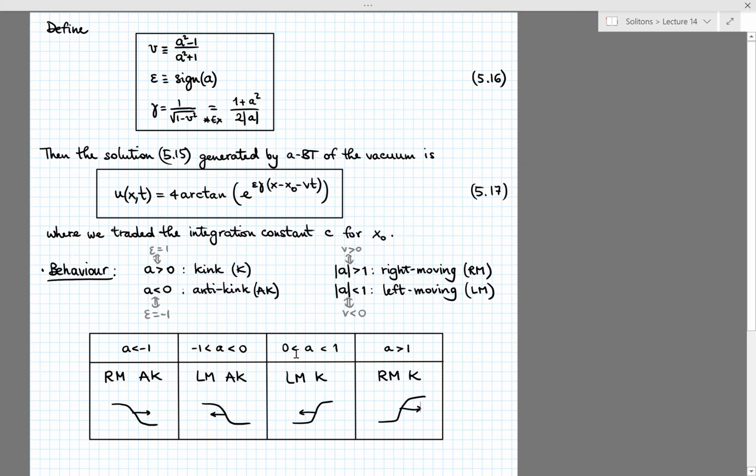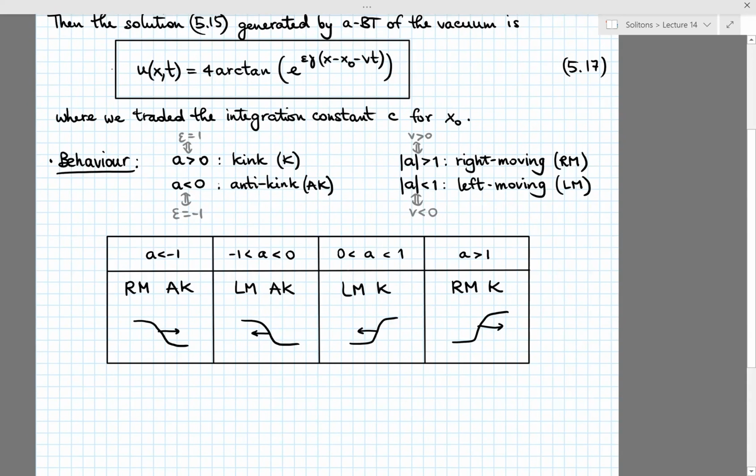So then when A is between 0 and 1, the soliton is still left moving, but now it's a kink. So it's the topological charge which has changed now that we have crossed A equals 0. And finally, when A becomes larger than 1, the soliton remains a kink, but now it is right moving. The important point here is that the auto-Backlund transform applied to the vacuum created a kink or an anti-kink.